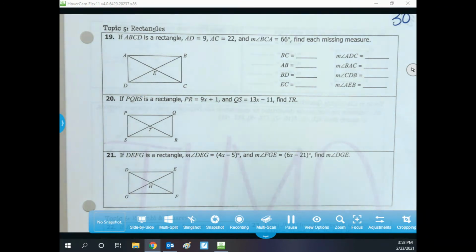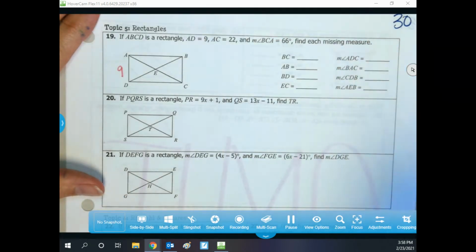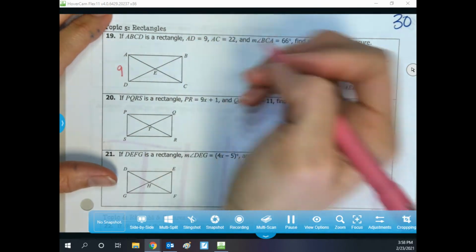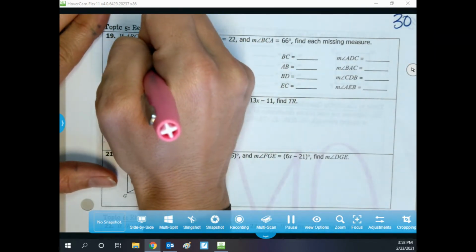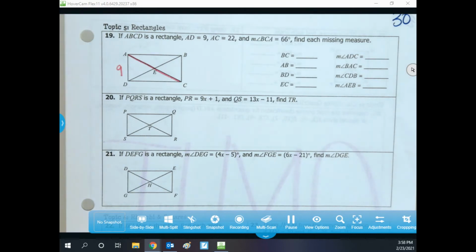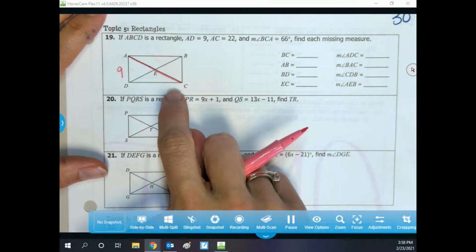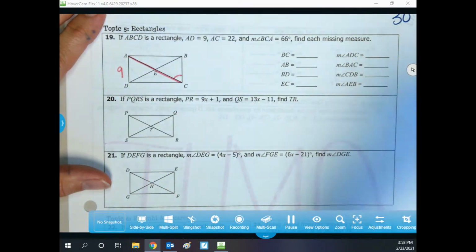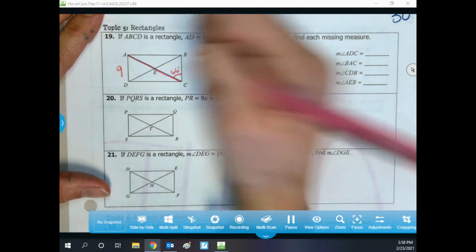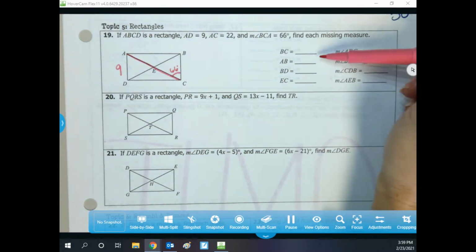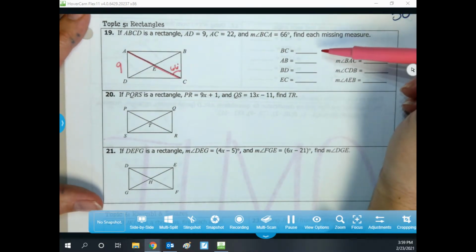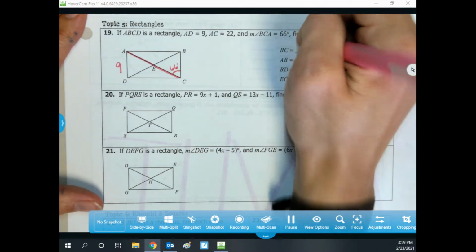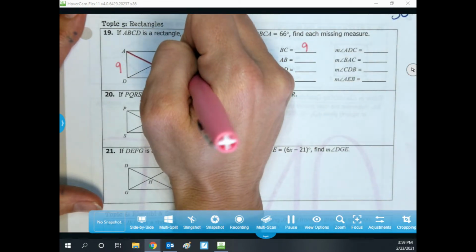If ABCD is a rectangle, AD equals 9, AC equals 22. It's this long piece right here. The measure of BCA, this angle right here, is 66 degrees. All right, so first find BC. Hopefully you said that was 9, because if this side is 9, this side is also 9.